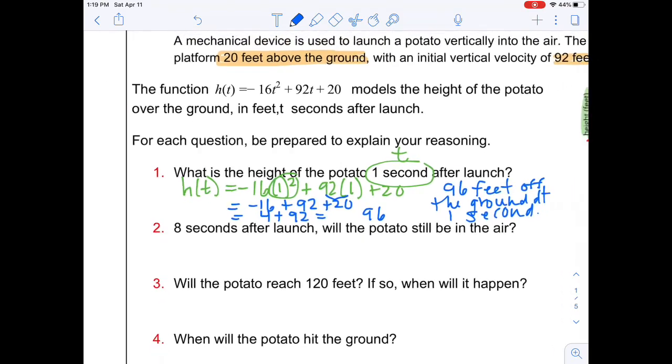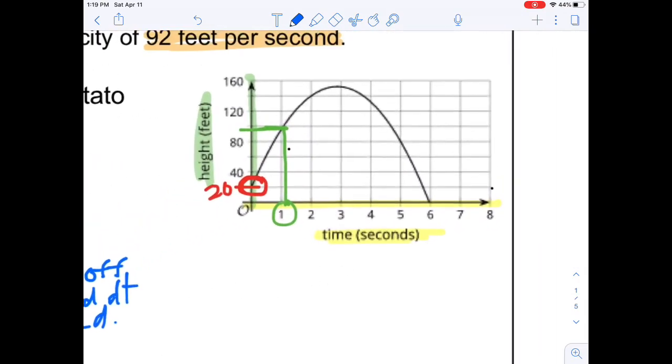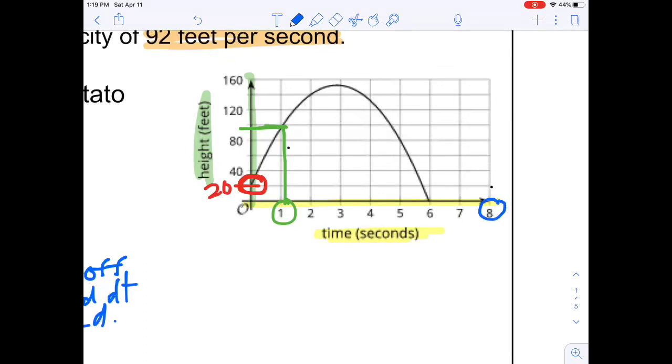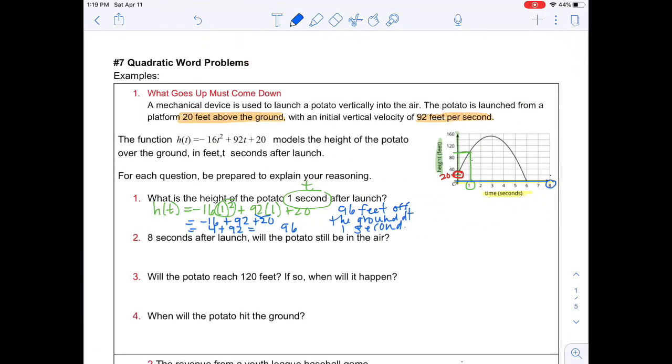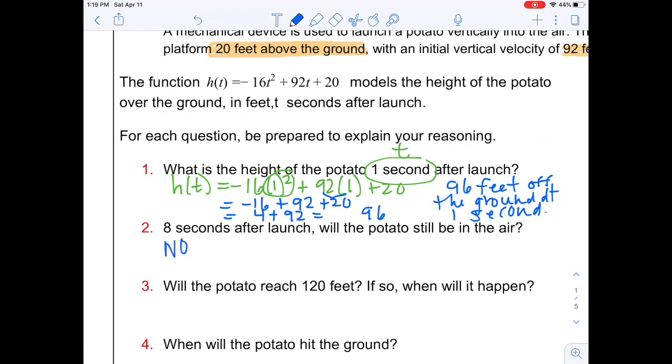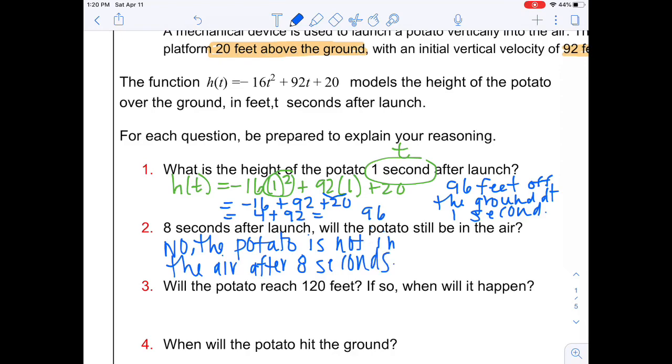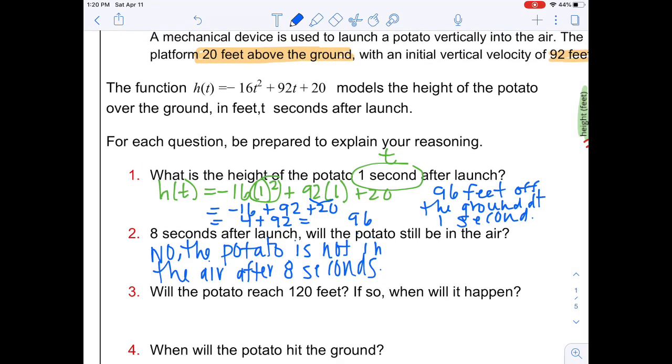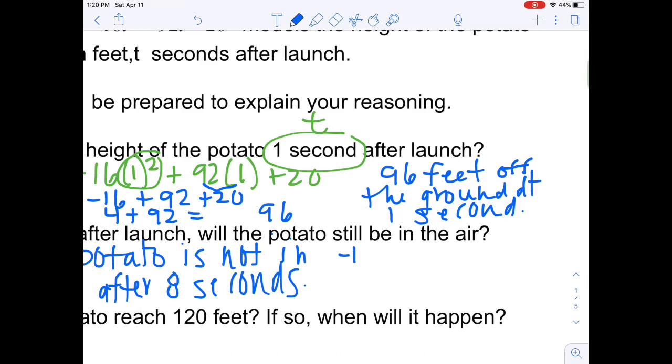8 seconds after the launch, will the potato still be in the air? So now I go over here to 8 seconds, which is right here. Is the potato still in the air? Is it above ground? The answer is no, it is not. No, the potato is not in the air after 8 seconds.